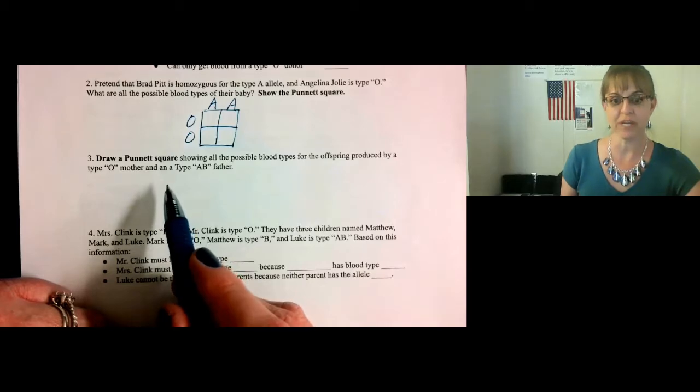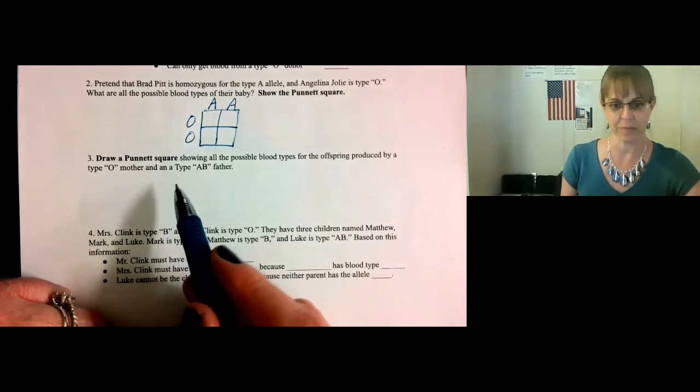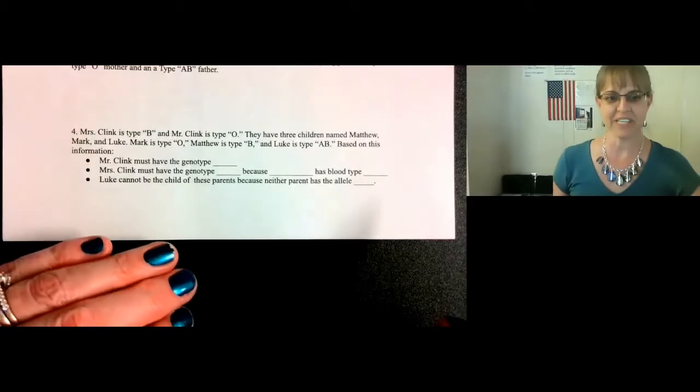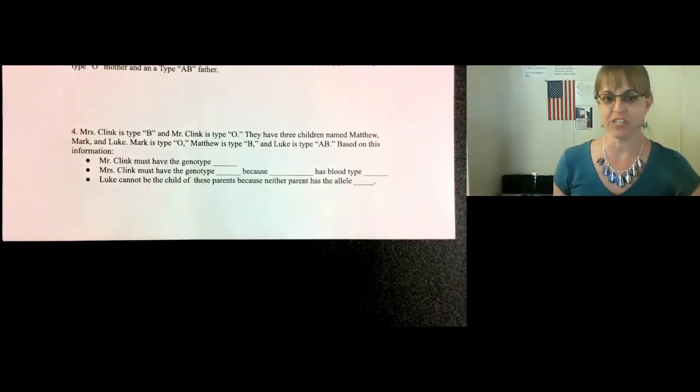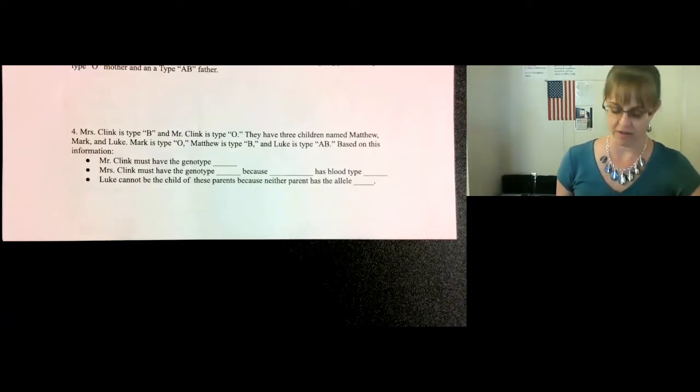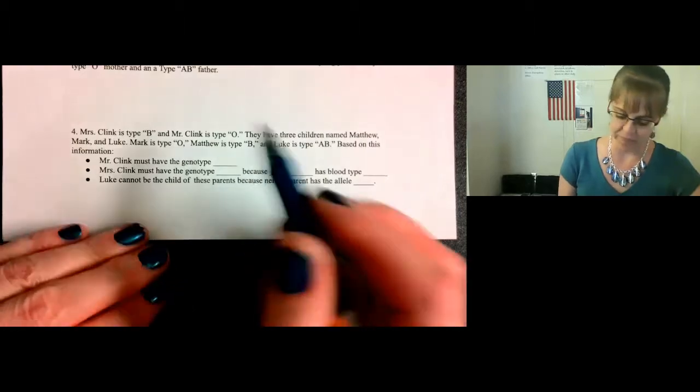Number 3 will be completed in a similar manner. Number 4, Mrs. Klink is type B. Mr. Klink is type O. They have 3 children named Matthew, Mark, and Luke. Mark is type O, Matthew is type B, and Luke is type AB. Based on this information, all right, wow.